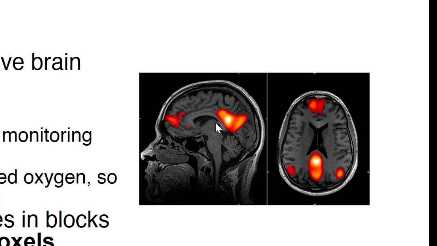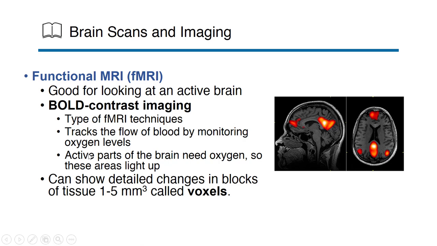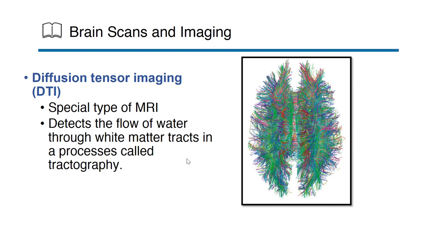And this is known as BOLD contrast imaging, because you are following blood flow, activation of oxygen. And it can show detail at these little cubes of detail called a voxel. And they can be between 1 and 5 millimeters cubed of how things light up differently. Really great research being done on functional MRIs today, mapping out the brain for language and mapping out the brain for visual information. There's also, using MRIs, what's called diffusion tensor imaging.